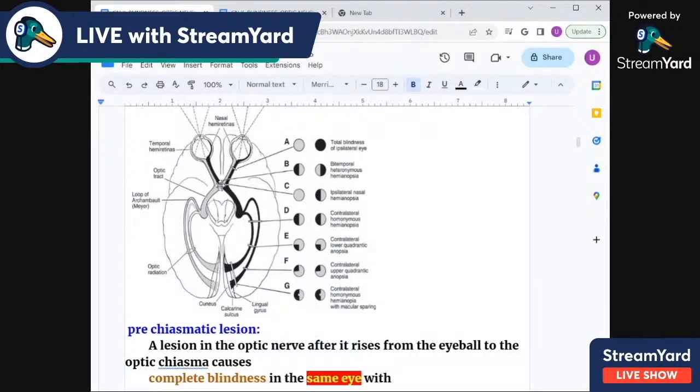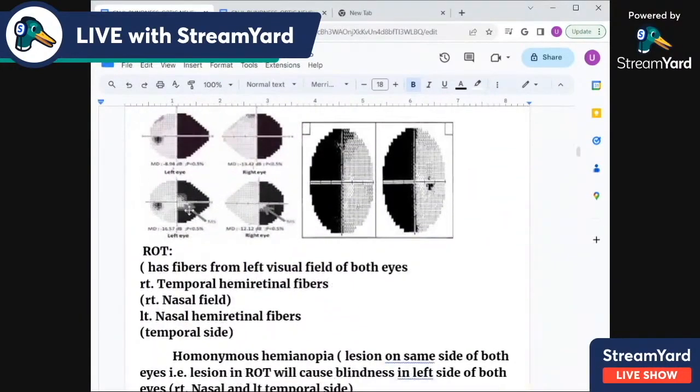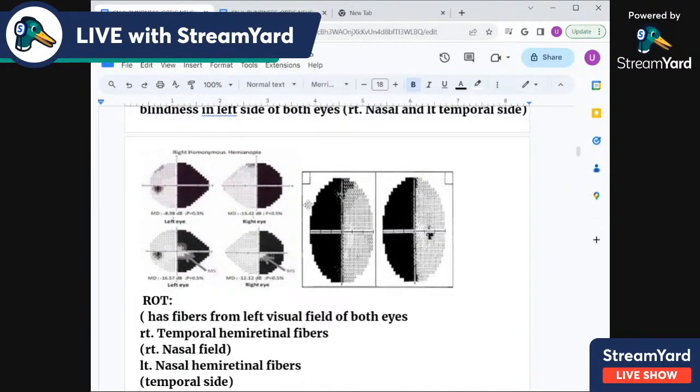So a lesion of the optic chiasma causes bitemporal hemianopia, that is heteronymous, but this one is homonymous. The left side of both eyes gets blindness in a lesion of the right optic tract. And here, blindness in the right side of both eyes is a lesion in the left optic tract, which causes right-sided homonymous hemianopia.